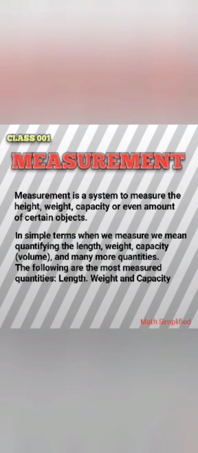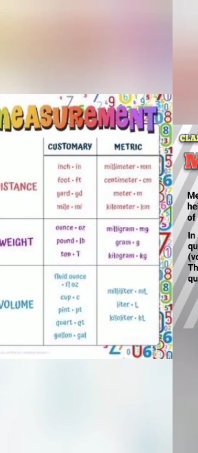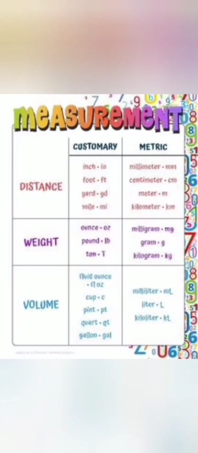Measurement. Measurement is a system to measure the height, weight, capacity, or even amount of certain objects. In simple terms, when we measure, we mean quantifying the length, weight, capacity, and many more quantities. The most measured quantities are the length, weight, and capacity. These terms we talked about are quantified using units.